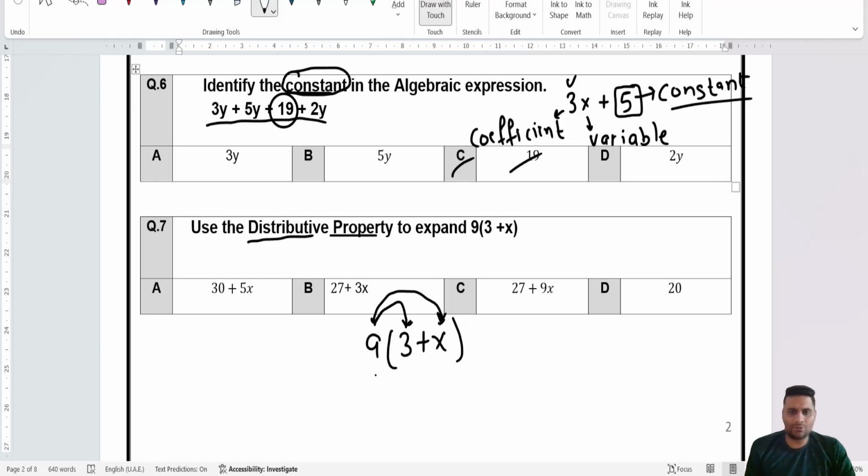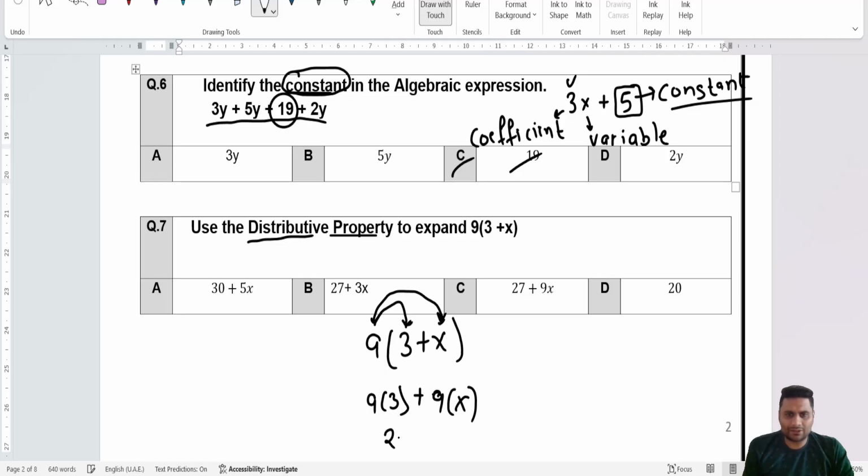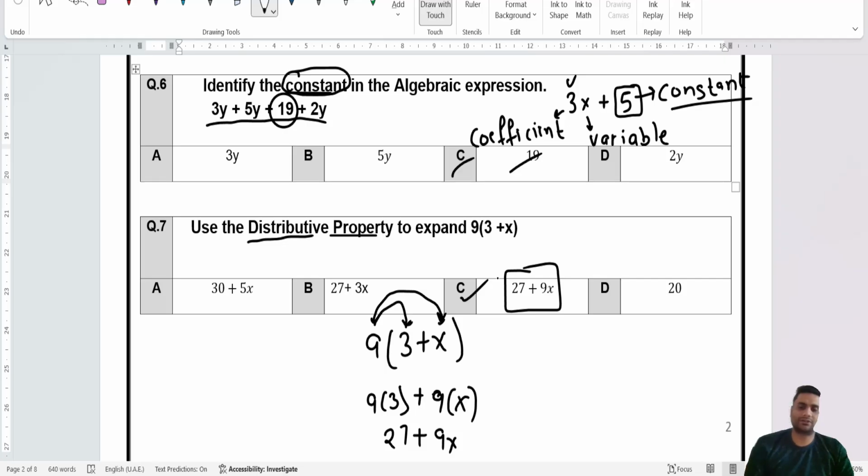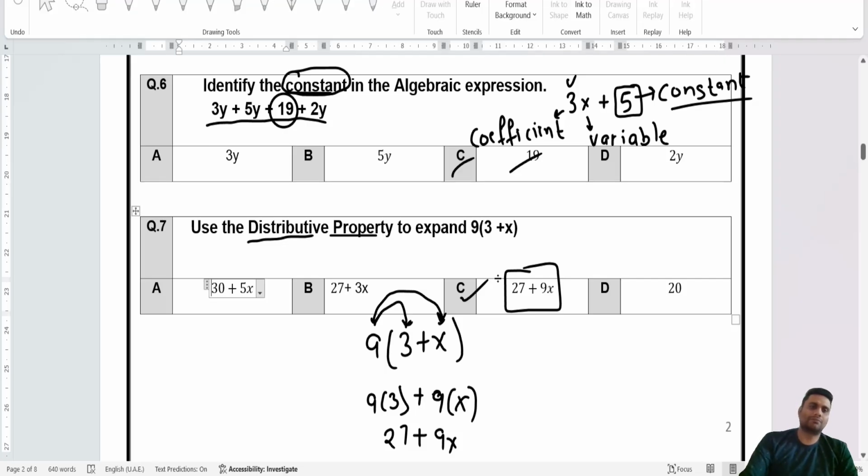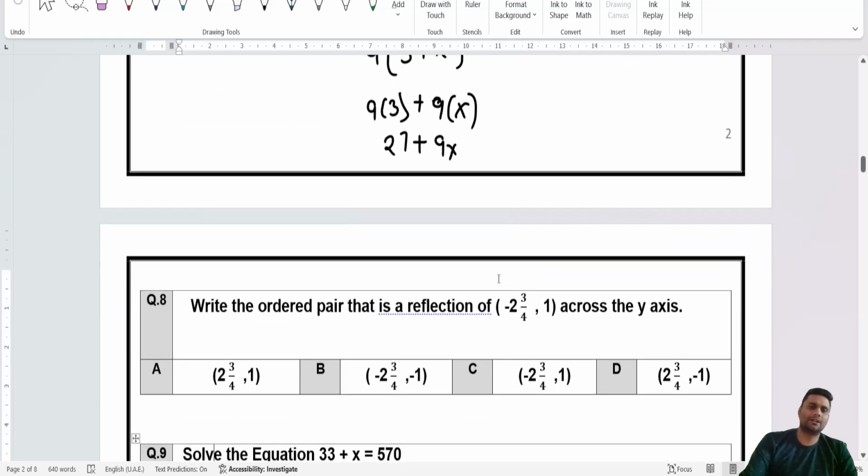So what will I do? First I will multiply the 9 with the 3. Then I see plus sign here, I will put plus sign here. Then I will multiply the 9 with the x. So 9 times 3, 27, plus 9 times x, 9x. So this is 27 plus 9x. As you can see, option number C, 27 plus 9x. Okay. Question number 8.